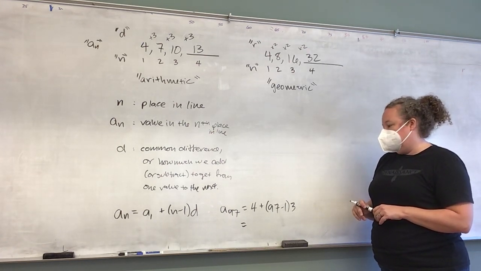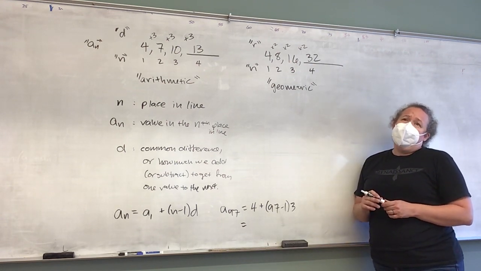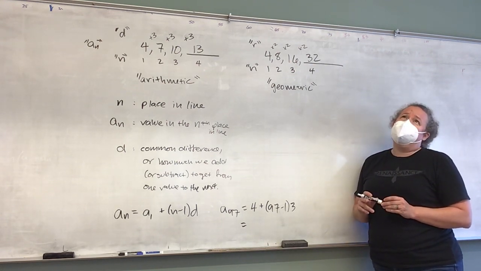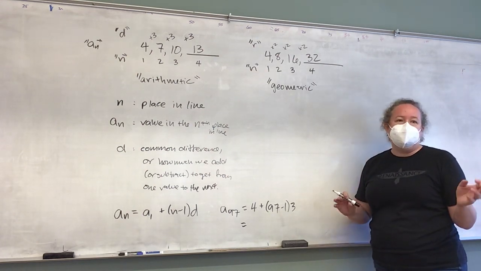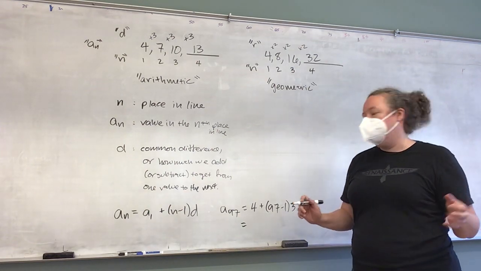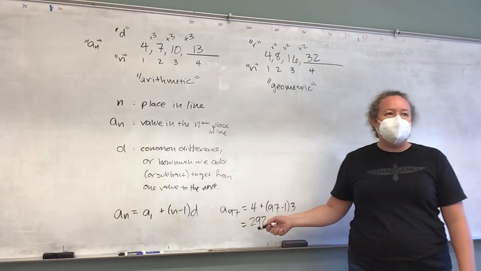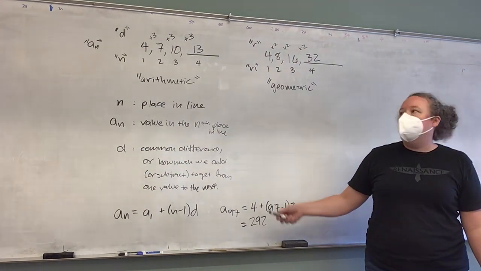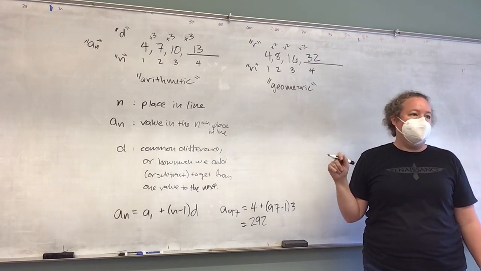And so this is going to be 4 plus 96 times 3, which would be 300 minus 12, which is 288, plus 4, which should be 292. Somebody please check my math. Okay. So this is much easier than writing out 97 values of this sequence.